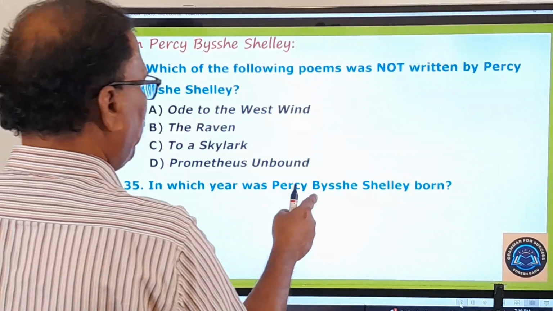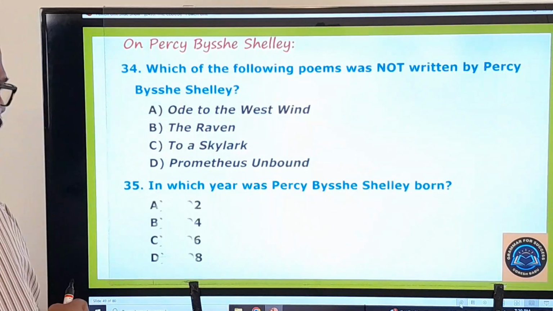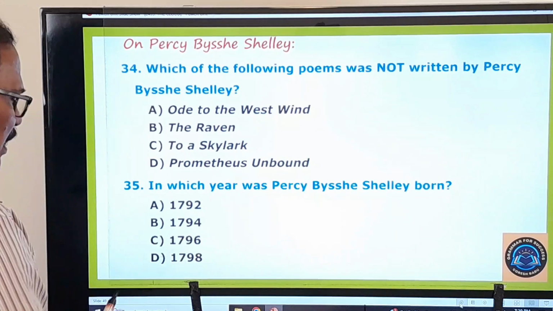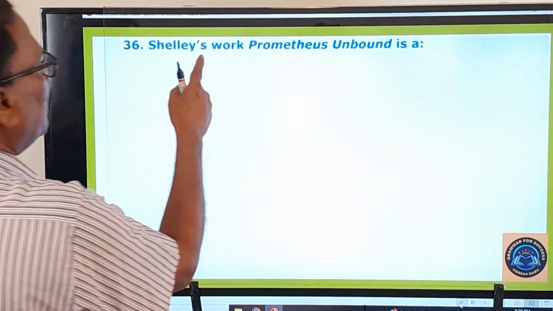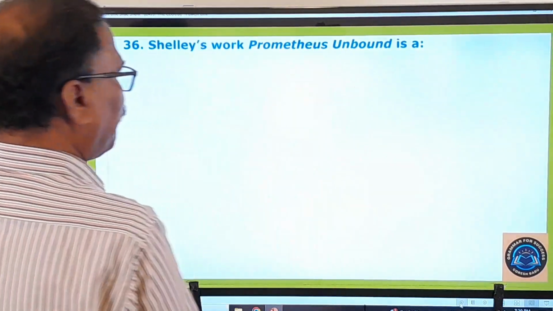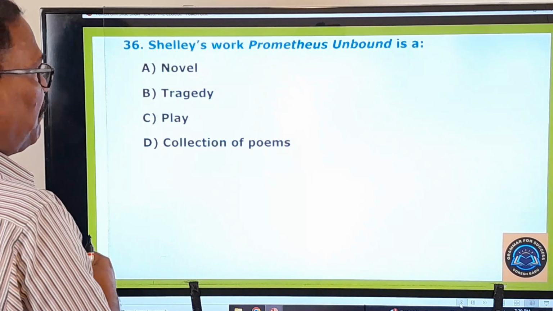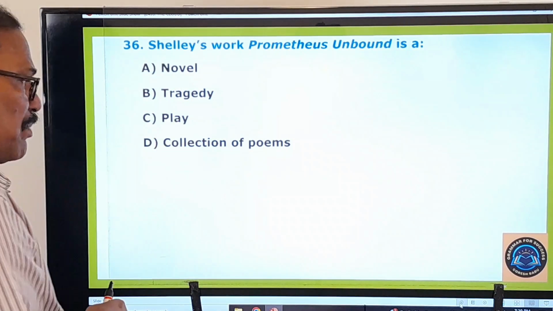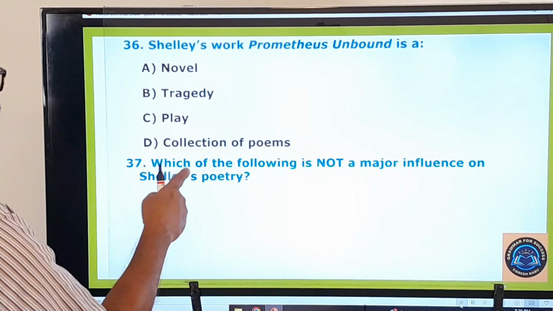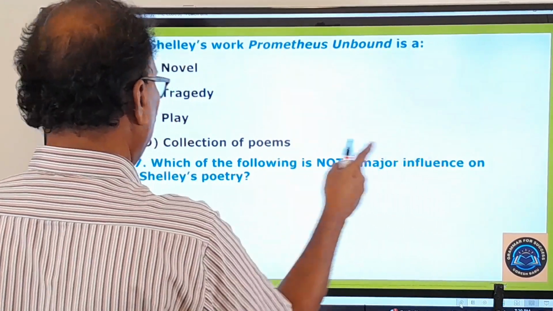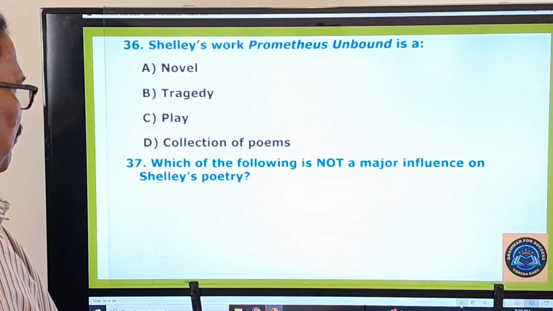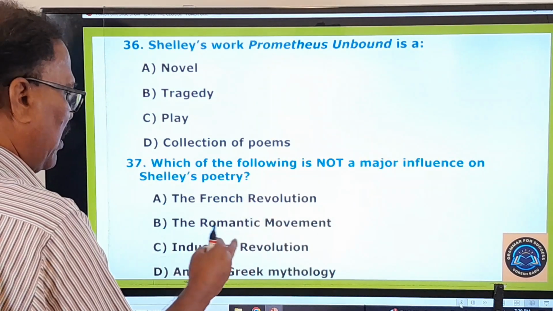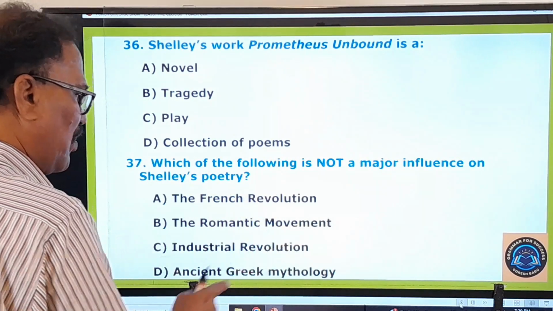In which year was P.B. Shelley born? 1792, 1794, 1796, 1798. Shelley's work Prometheus Unbound is a what? A novel, tragedy, play, collection of poems. Which of the following is not a major influence on Shelley's poetry? The French Revolution, the Romantic Movement, the Industrial Revolution, ancient Greek mythology.